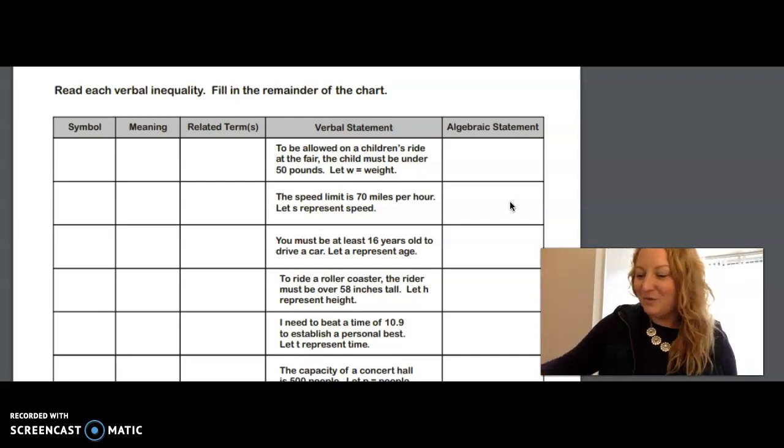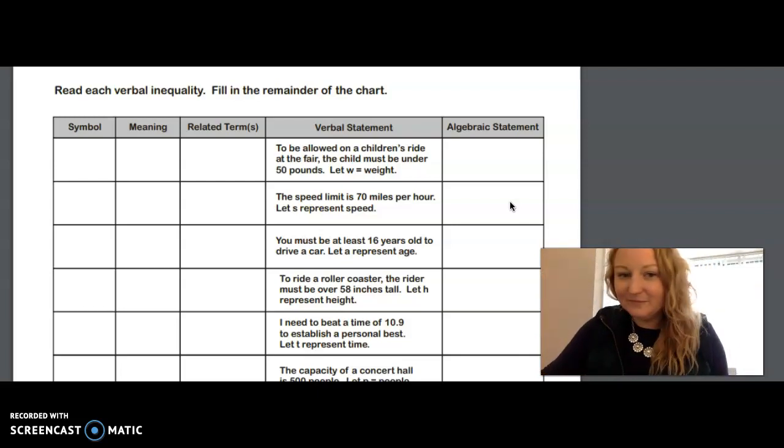All right, let's try one more. Number 3. You must be at least 16 years old to drive a car. Let A represent age. Okay, pause the video, give this one a shot on a piece of paper or in your head, but pause it and then we'll come back together and we'll see if we got the same thing.